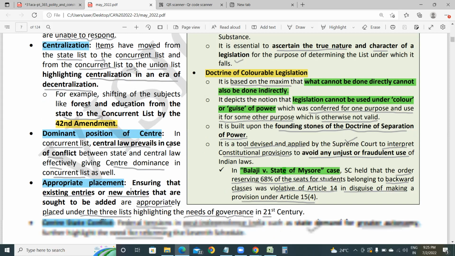Dominant position of center. In concurrent list, central law prevails in case of conflict between state and central law, effectively giving center dominance in concurrent list as well. Appropriate placement, ensuring that existing entries or new entries that are sought to be added are appropriately placed under the relevant list, highlighting the needs of governance in 21st century.